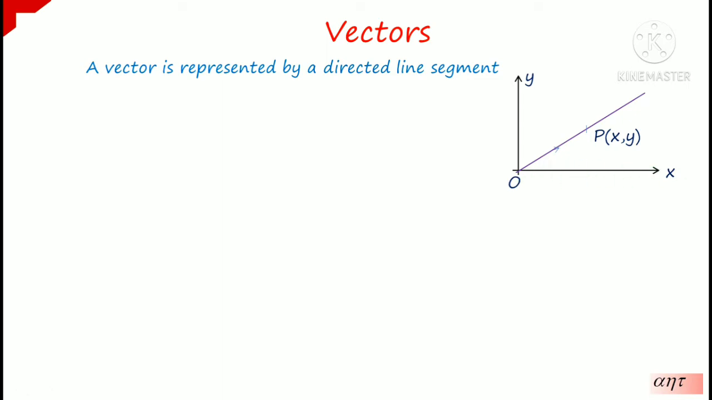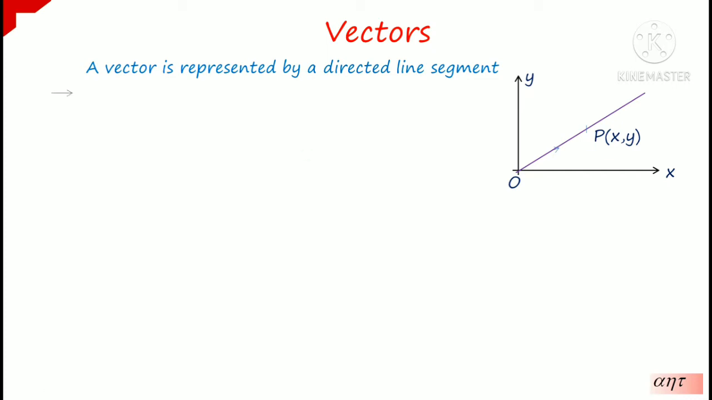Consider the x-axis and the y-axis, and the vector starts from O and ends at the point P of x comma y. It goes in this direction, from O to P.